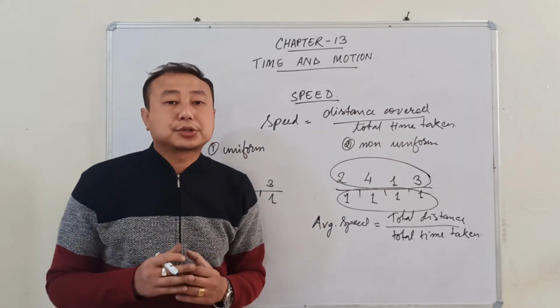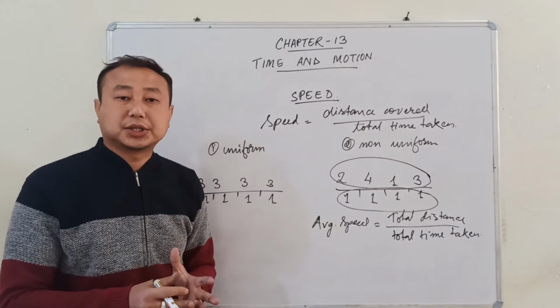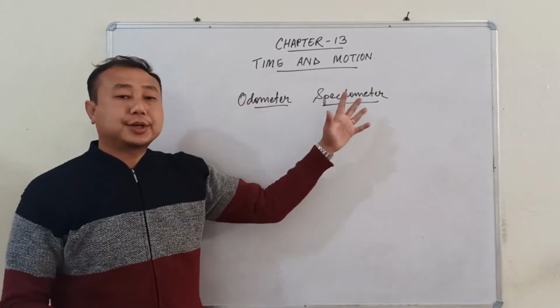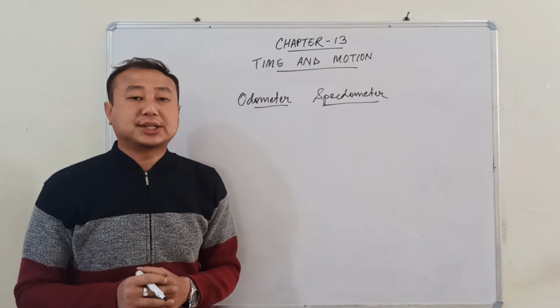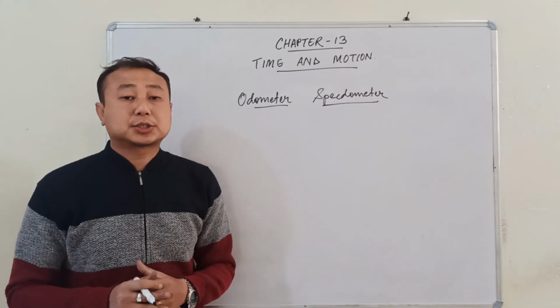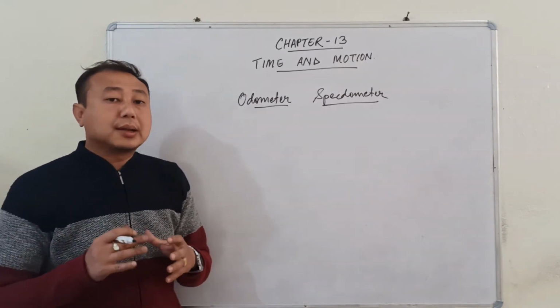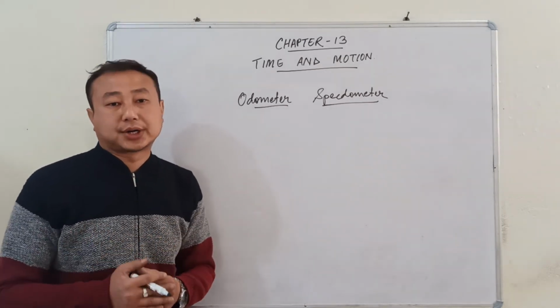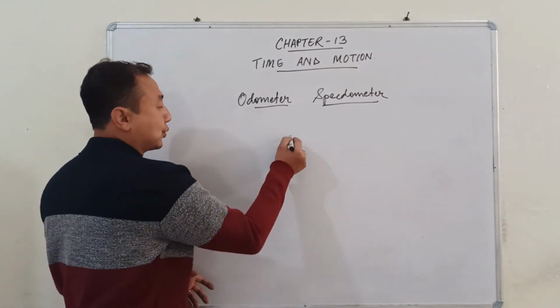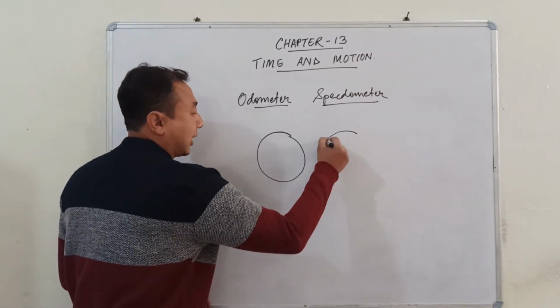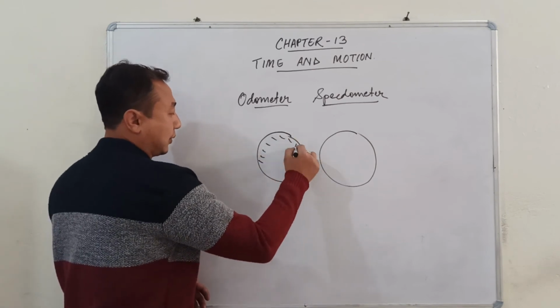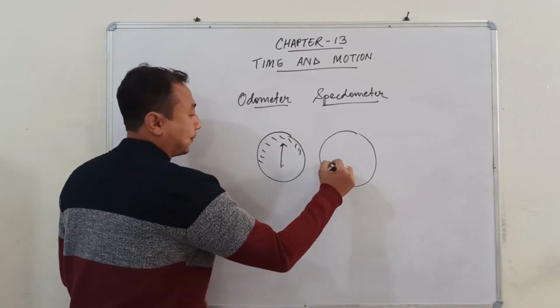Now let us come to some devices which measure the distance and the speed in case of the vehicles. Odometer and speedometer, they are the two devices which measure the distance and the speed of a vehicle. In every vehicle, doesn't matter whether it's a scooter, scooty, bike or car, we will be able to see two devices in the front of the vehicle. They used to have marking with needles at the middle.